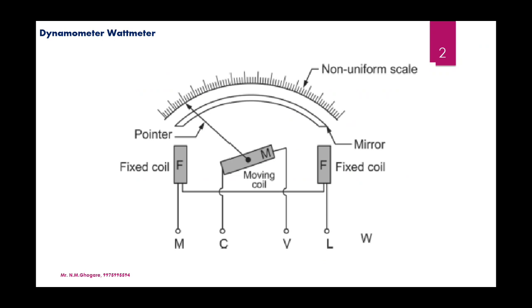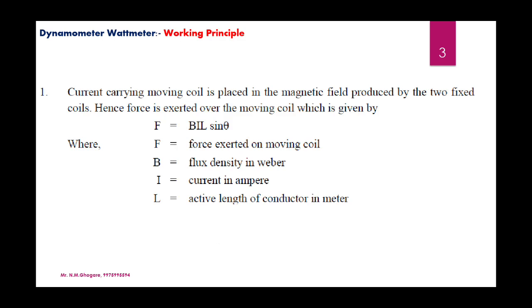There are four terminals of the wattmeter, M, C, V, L, which is shown in figure. M means main, C means common, V means voltage and L means load. A current carrying moving coil is placed in the magnetic field produced by the two fixed coils. Hence, a force is exerted on the coil. That is, the pointer will deflect on the scale.